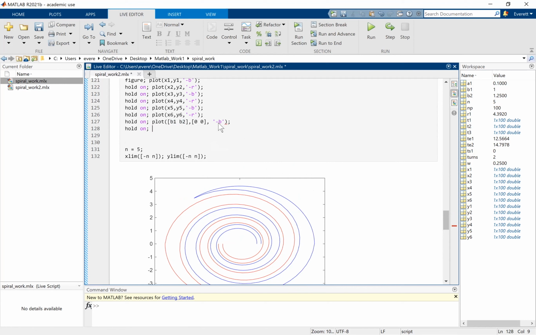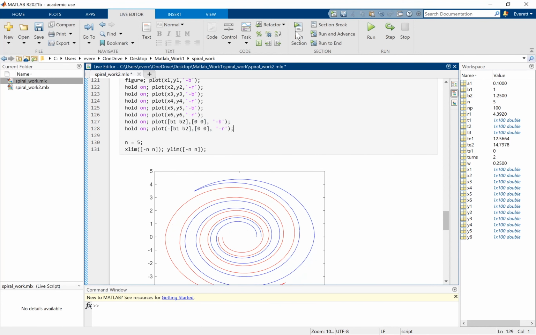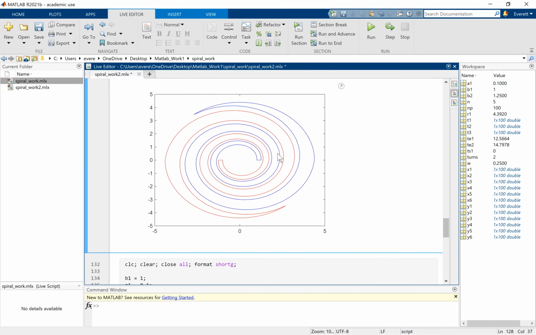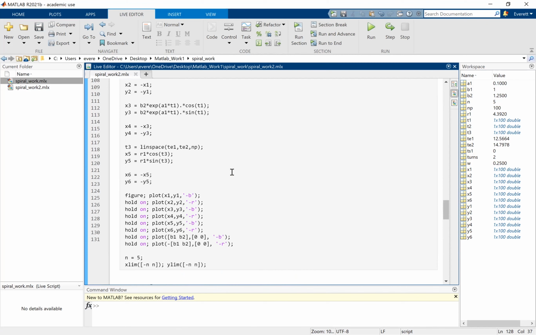And then for the other inner bound, it's plot. Well, we can just copy paste this. The negative B1, B2 vector. And let's make this red. We run that. Now we have our very nice inner bounds here. And again, this is pretty much all we need in Matlab. So again, this is a very robust design.